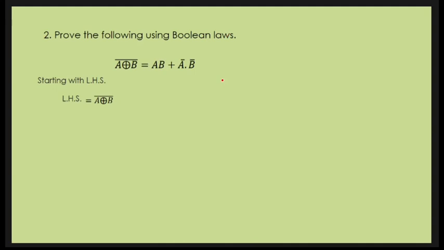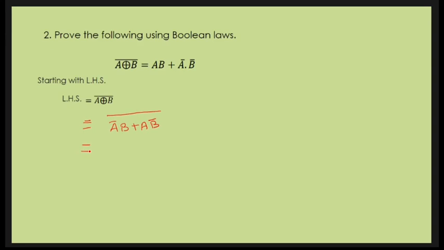Here, prove the following again using Boolean laws. Starting with LHS, the expression is the complement of A XOR B. Let us expand A XOR B. What is A XOR B? It is A bar B plus A B bar, the whole thing complemented.